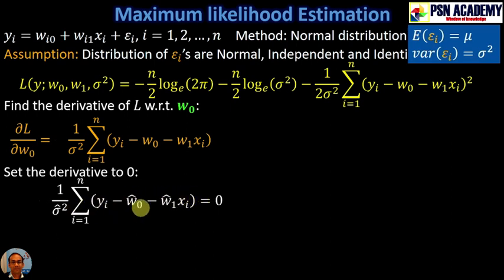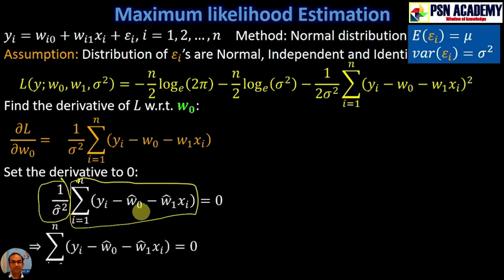Now there are two terms in product form. The first term is this one, and the second term is this one, and these two are making this 0. So any one of them will be 0, right? So we are sure that 1 by sigma hat square cannot be equal to 0. So the second term is equal to 0. Clear?